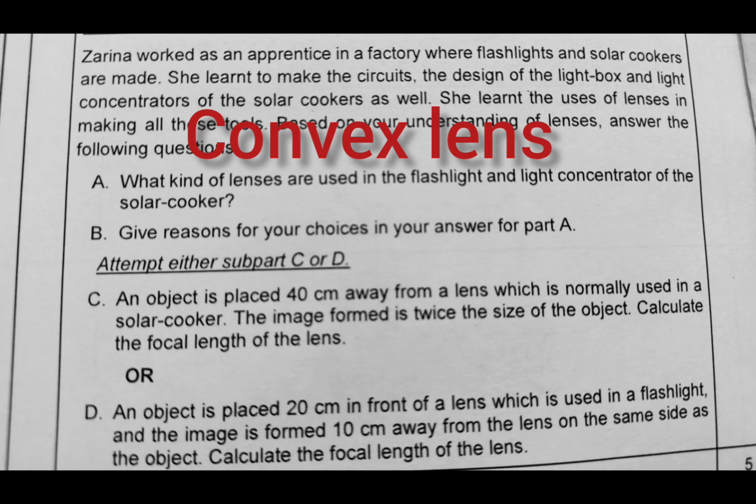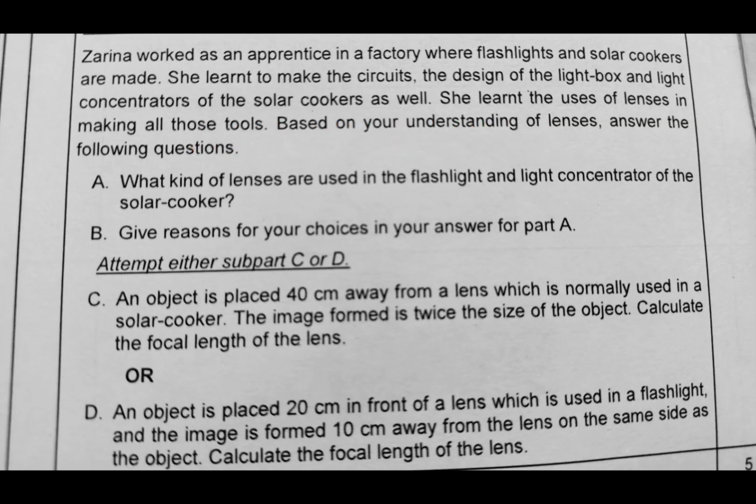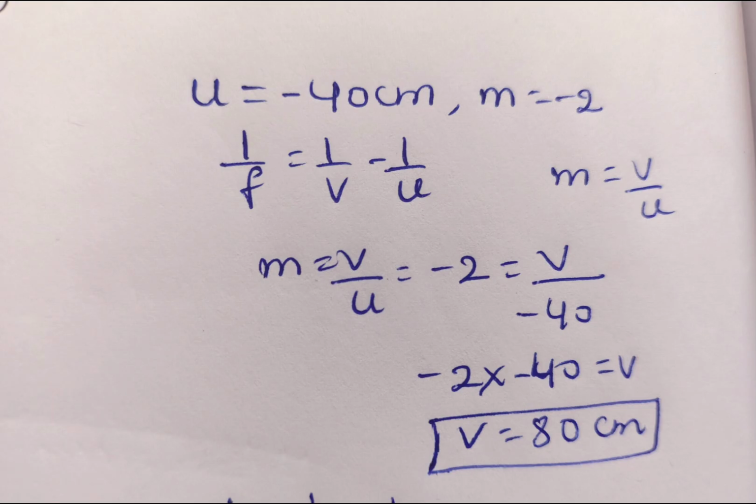Okay, next question. An object is placed 40 cm away from the lens, which is normally used in a solar cooker. The image formed is twice the size of the object. Calculate the focal length of the lens. Okay, here they gave an object distance, that is u is equal to minus 40 centimeter. Since the lens in a solar cooker is a convex lens, it forms a real and inverted image. So the image formed is twice the size of the object. So magnification is what for a real image? Negative. Real and inverted image, it is negative, that is m is equal to -2.